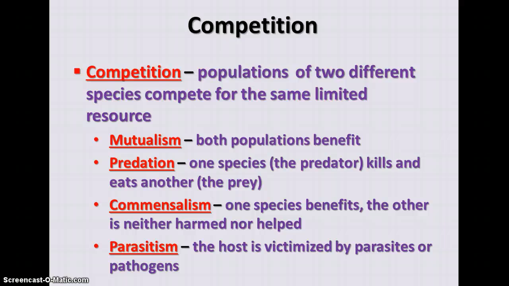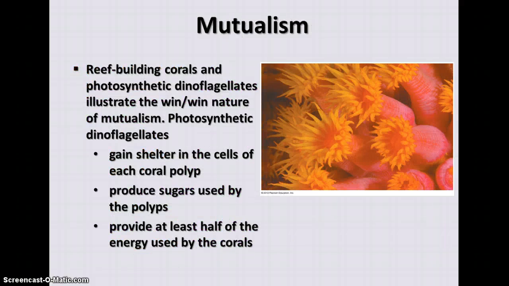Here's an example of mutualism that occurs in nature when you have reef building corals, and they have a symbiotic relationship, a mutualistic benefit, with various kinds of phytoplankton, the dinoflagellates or various kinds of algae, depending upon the group of corals that you're talking about. The dinoflagellates in this case get shelter from the polyp, and they produce sugars that can be used by the polyps, and they provide a lot of the energy for the polyps. The polyps provide the hiding place and a good location for the dinoflagellates to grow.